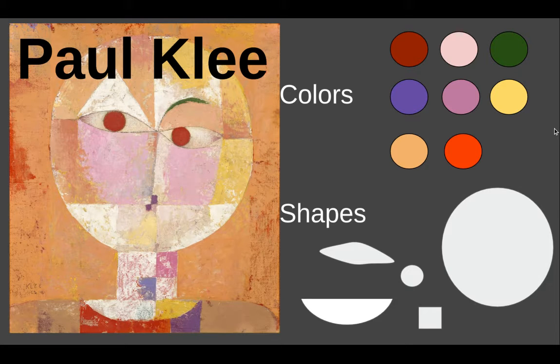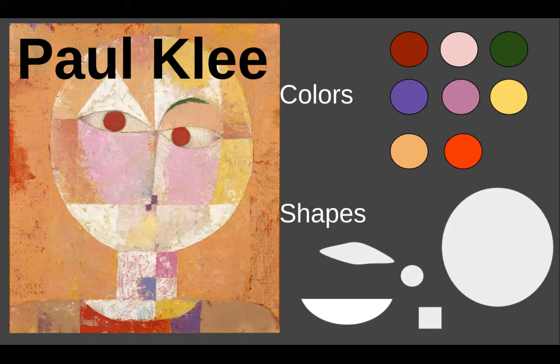Today we're going to look at Paul Klee again. We're going to look at some of his portraits. A portrait is a picture of somebody. So usually artists, when they do portraits, they choose somebody they know or sometimes somebody famous. This happens to be a self-portrait. A self-portrait is just when you paint a picture of yourself.